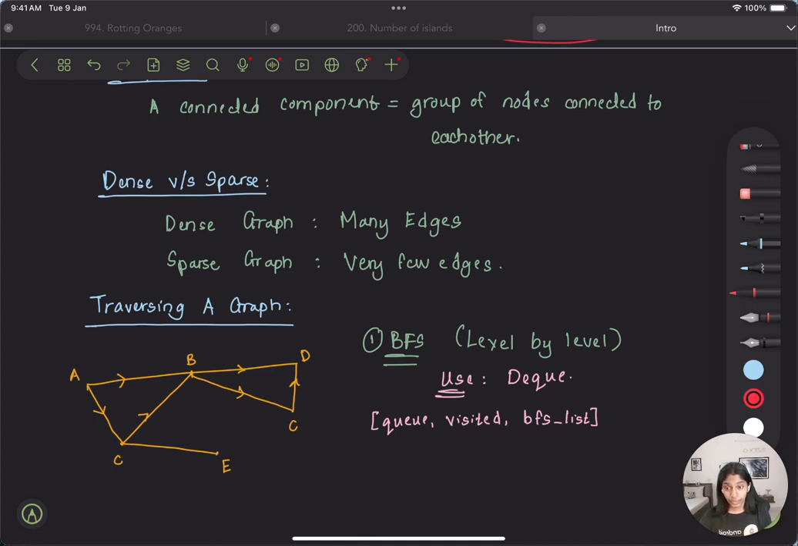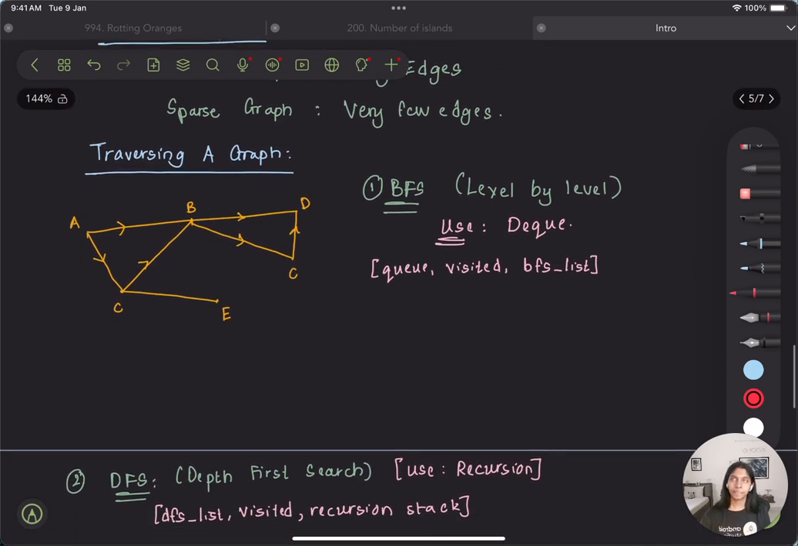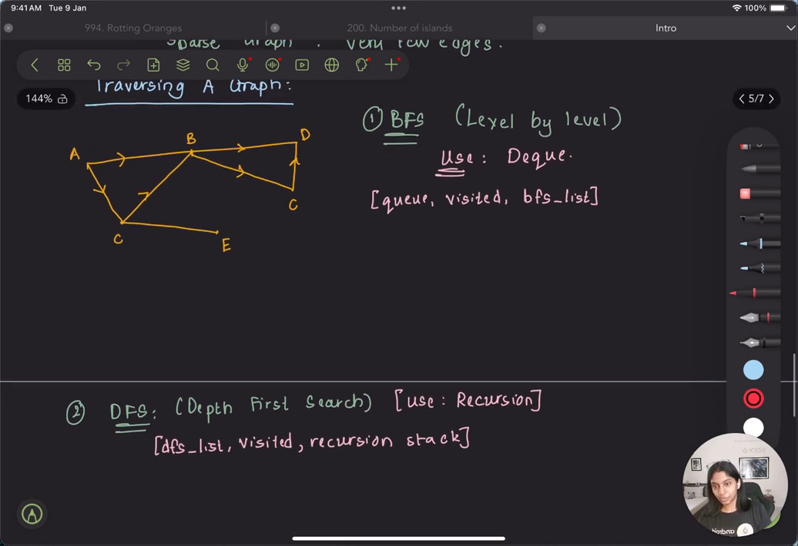Okay, so now we can talk about the traversal techniques for graphs. There are two main traversal techniques. One is breadth first search, and the next one is depth first search. In breadth first search we go level by level, and in depth first search, we go to one node, go to the extreme depths of that node, and then come back and go to its next neighbor. We continue doing this. So let's check out what happens in breadth first search.